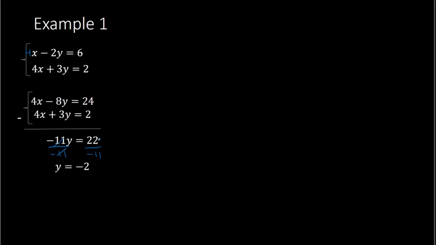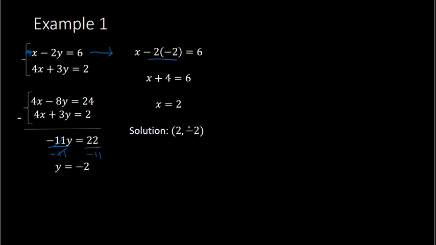And then to finish off, I need to solve either equation for x to find what x is. If I pick the first equation, without the 4, just x minus 2y equals 6, I can plug a negative 2 in for y. So x minus 2 times negative 2 equals 6. Negative 2 times negative 2 becomes a positive 4. So I have x plus 4 equals 6. Subtract 4 from both sides. I have x equals 2. So my solution is x equals 2 and y is negative 2, which I can write as an ordered pair, 2 comma negative 2.